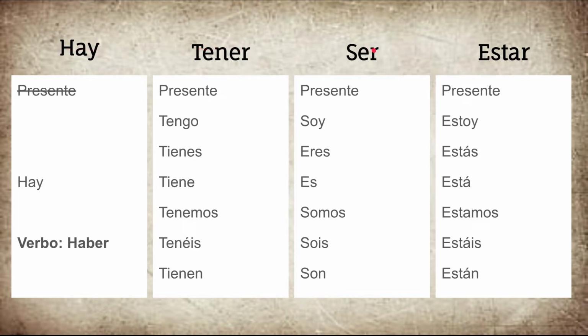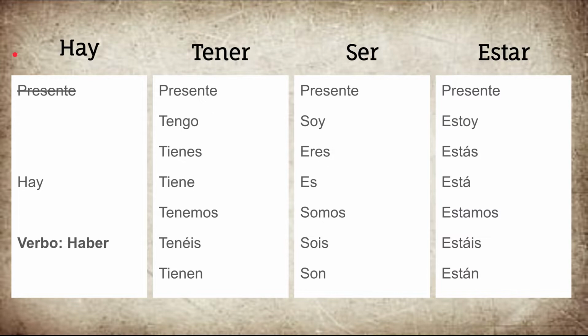Hay, tener, ser, and estar have different conjugations in present tense. Most of them are irregular. As you can see from Spanish 1, you have the present tense conjugation of yo, tú, él, ella, usted, nosotros, nosotras, vosotros, vosotras, ustedes, ellos, ellas, in each of these columns.